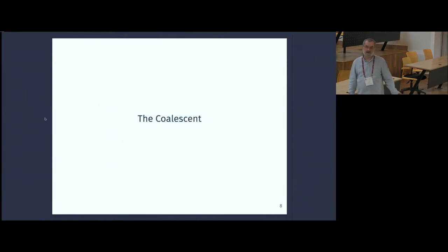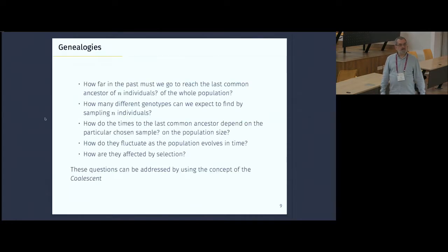Now, I like the coalescent because this is what got me started in the business. The coalescent is a concept that is trying to answer this question: how far in the past must we go to reach the last common ancestor of any individuals? You have a population, you pick a sample, and then you ask, how far should I go to find the last common ancestor?